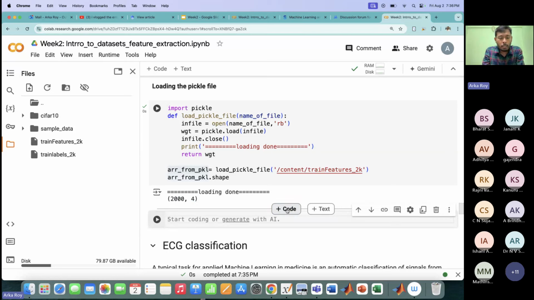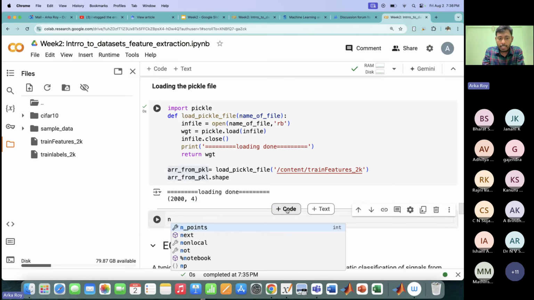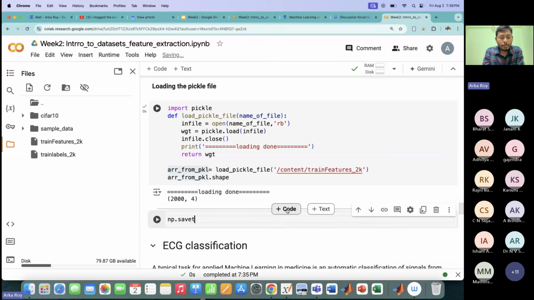Just for your reference, you can store the data in text format as well. So you can do np.savetxt.